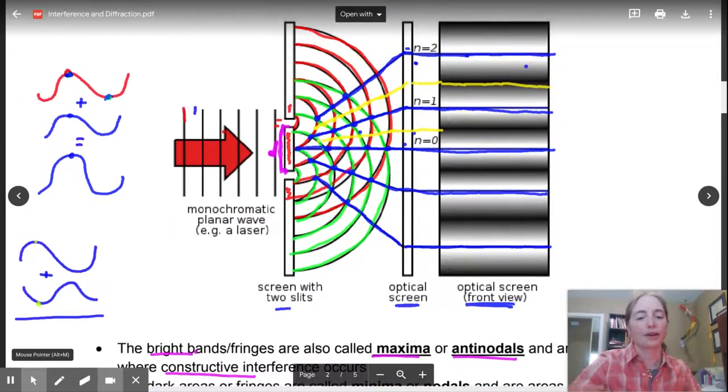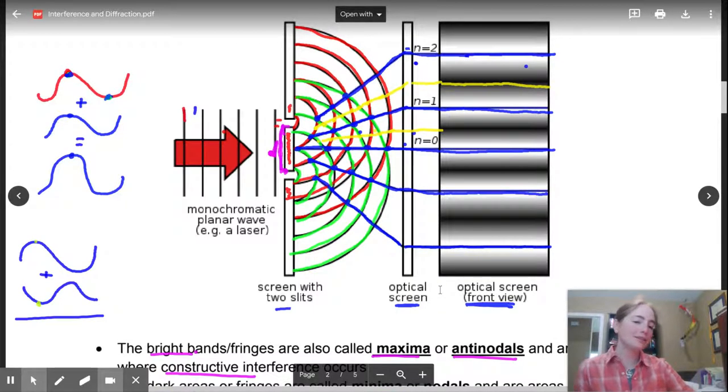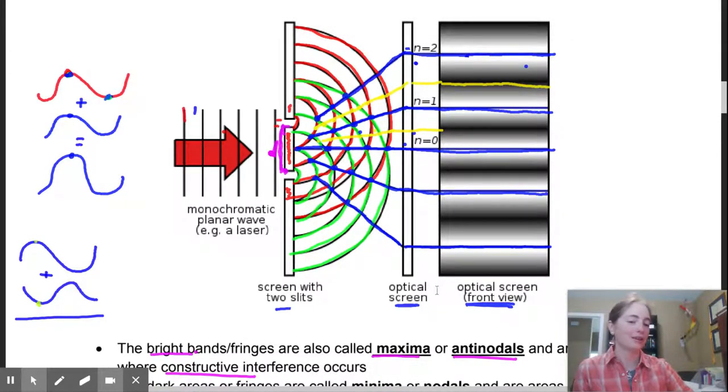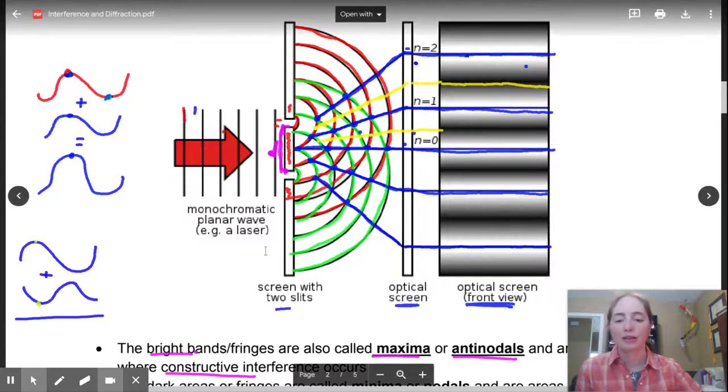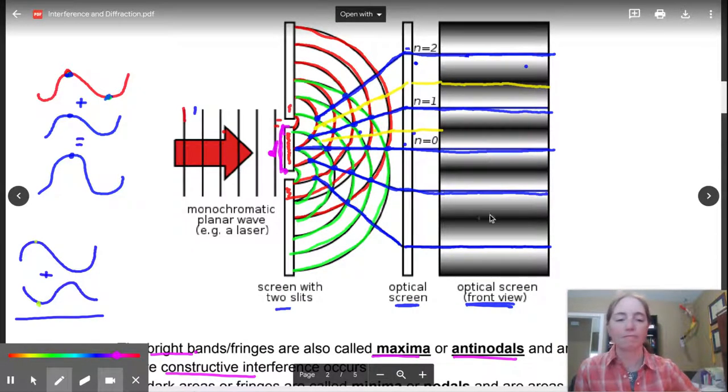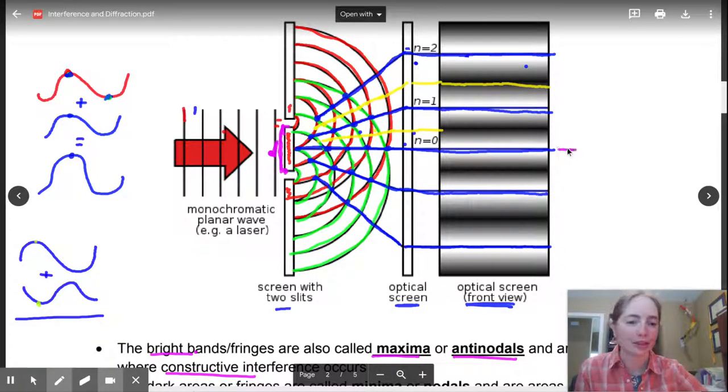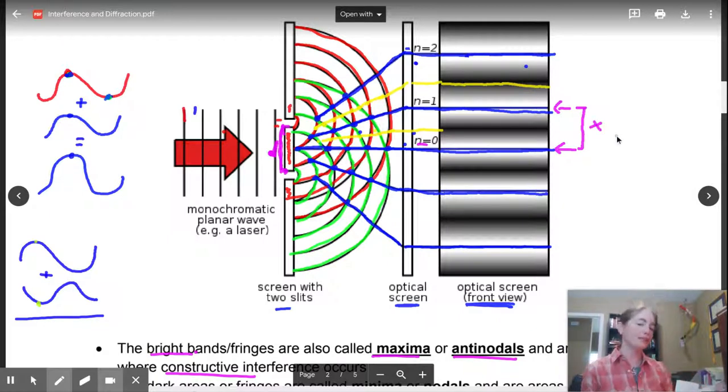Okay, so X is the distance between the center bright band and another bright band. So I'm going to grab my pen again. This is the center. We'll talk about the value of n in a moment, but that's n equals 0. You can see it's that straight line. And the distance between that band and another bright band, that is the value of X, that distance there.